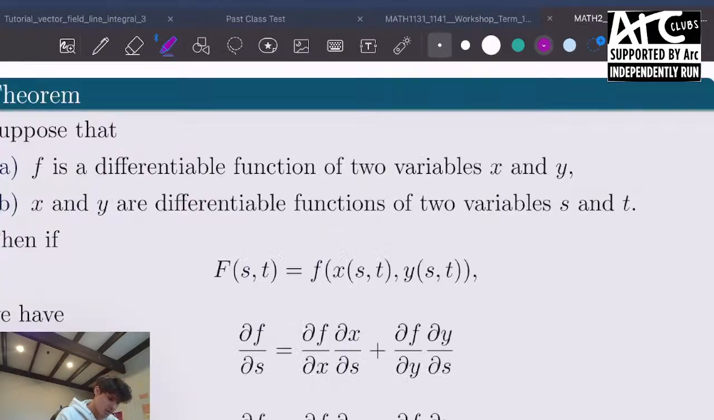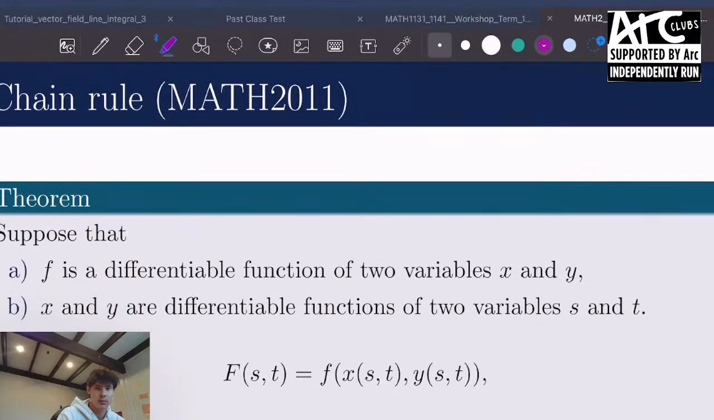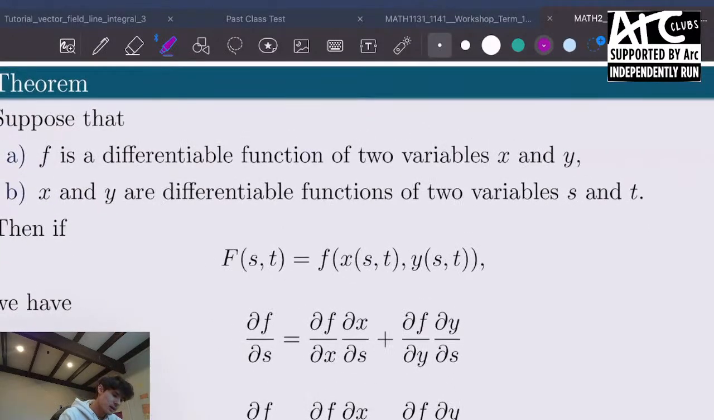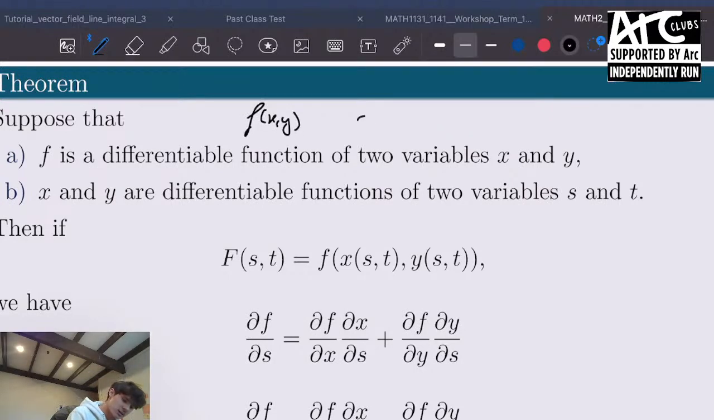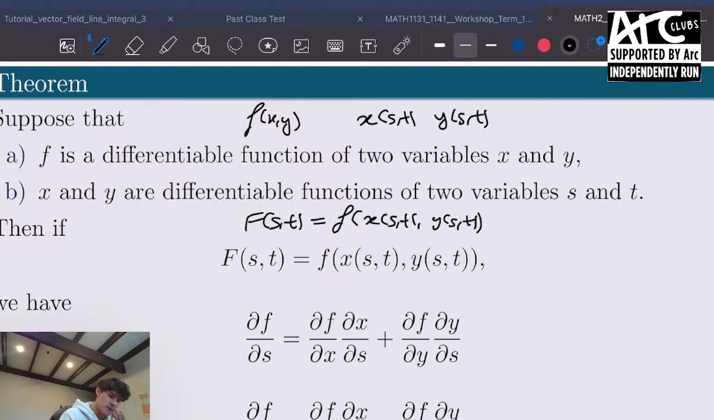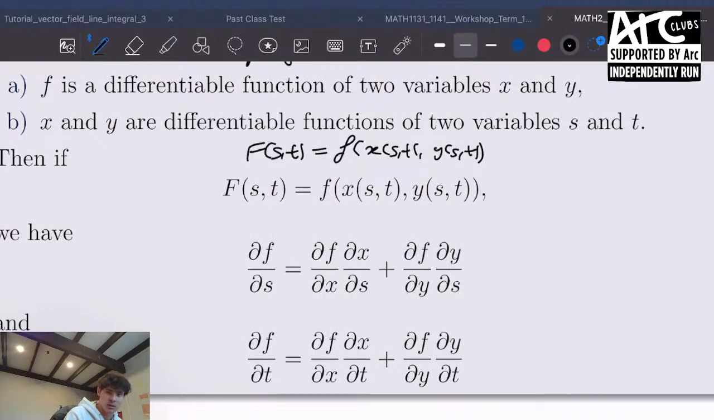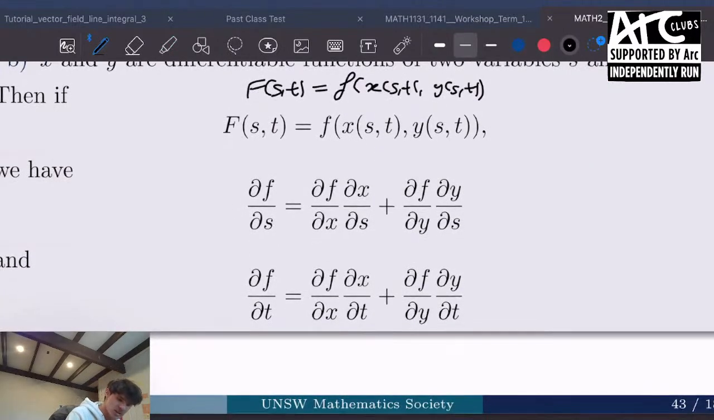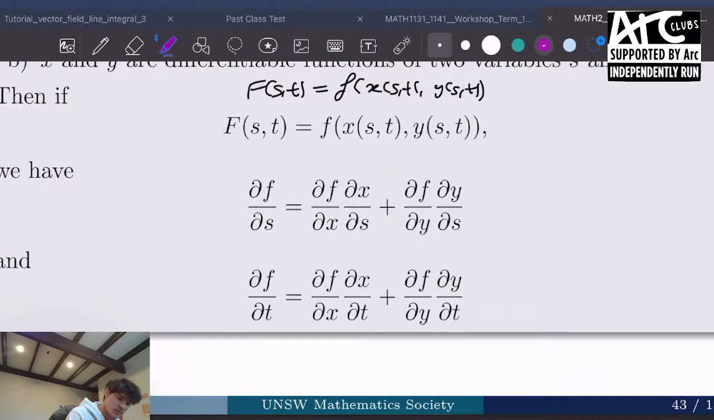So now let's move on to an example, or in this case a theorem from MATH2011. It says here that suppose that f is a differentiable function of two variables x and y, so we have f(x, y), and then x and y themselves are differentiable functions of two variables s and t. So we get this result here. So that means that f(s, t), which is the composition of these two functions, has the following partial derivatives. So df/ds is equal to this expression, and df/dt equals this thing here.